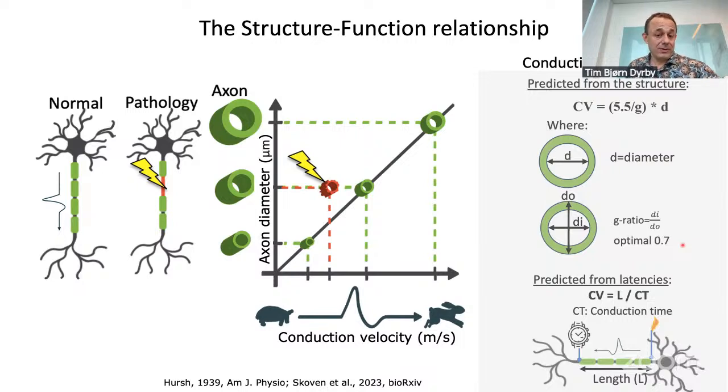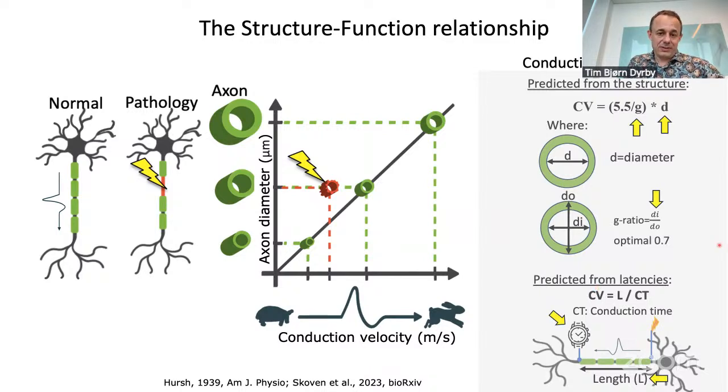Now we can also predict the conduction velocity from latencies. So we could have a stimulation. We can stimulate the neuron here, and then we will initiate a signal transmitting along the axon, and then we can measure the time it arrives at the target area, down in the dendrites. So if we have this latency measured here, and we know the length of the distance, then we can also calculate the conduction velocity. So the big question is, how do these parameters relate to each other when we predict either conduction velocity from the structure or conduction velocity from the latencies?